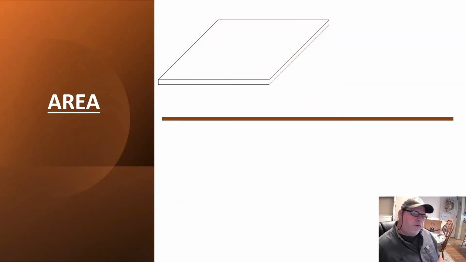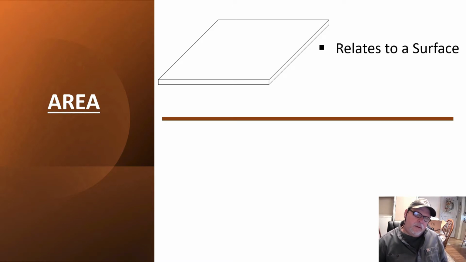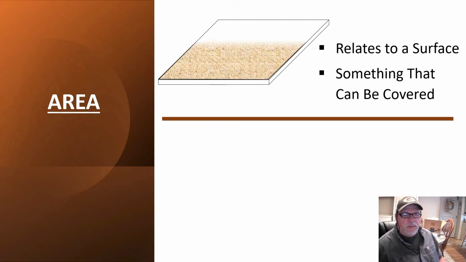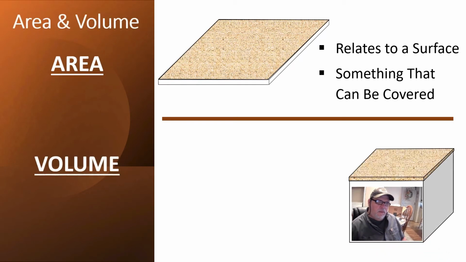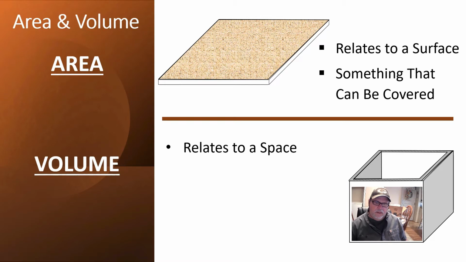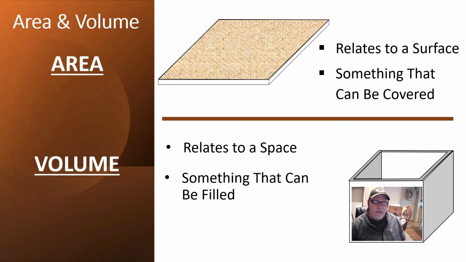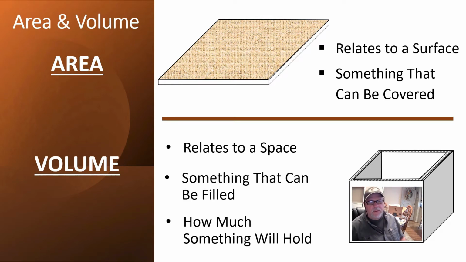So let's do a little review. Area relates to a surface, something that can be covered. Volume relates to a space, something that can be filled, how much something will hold.